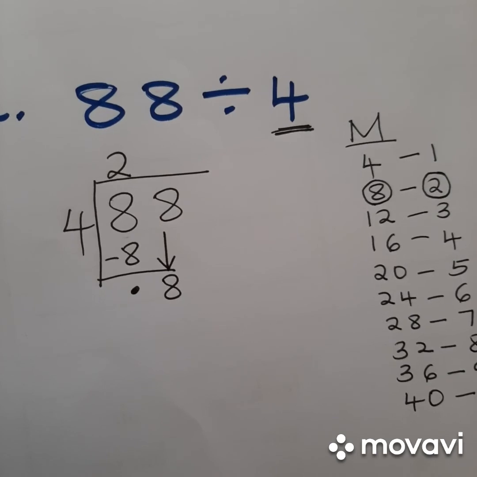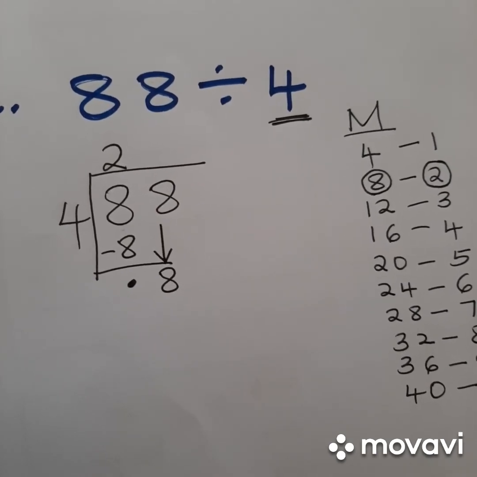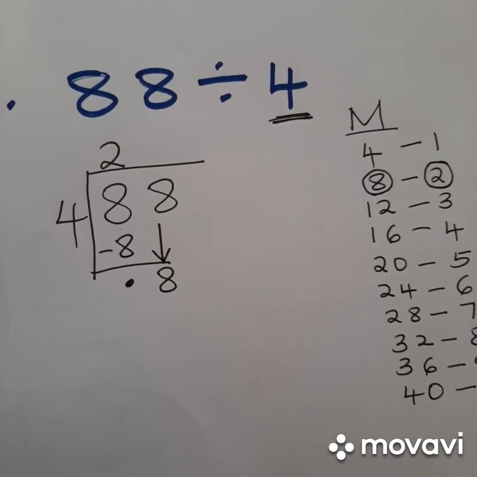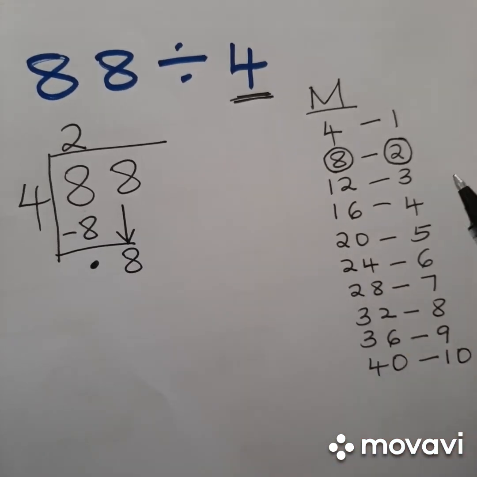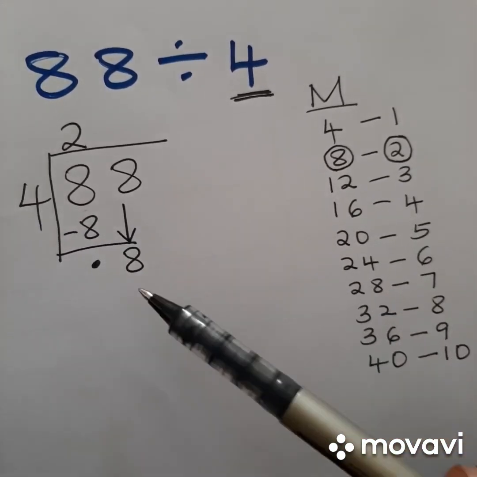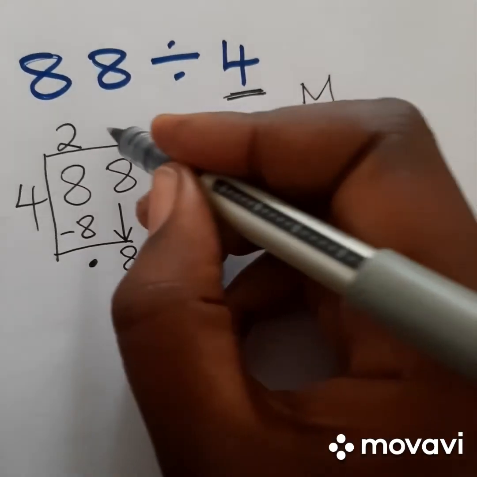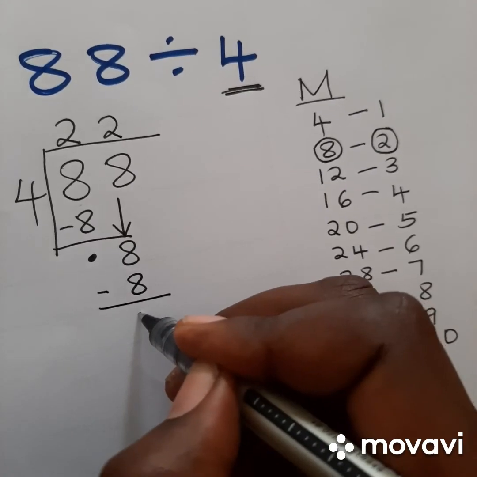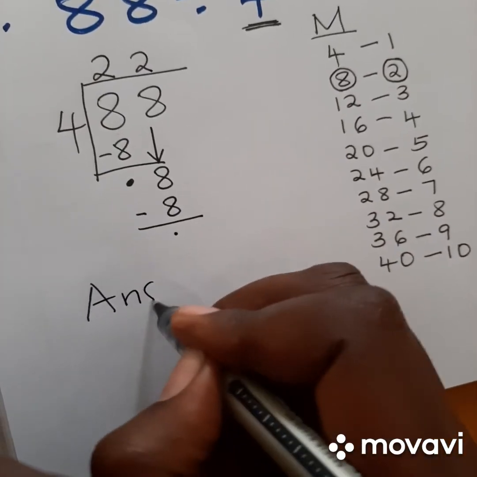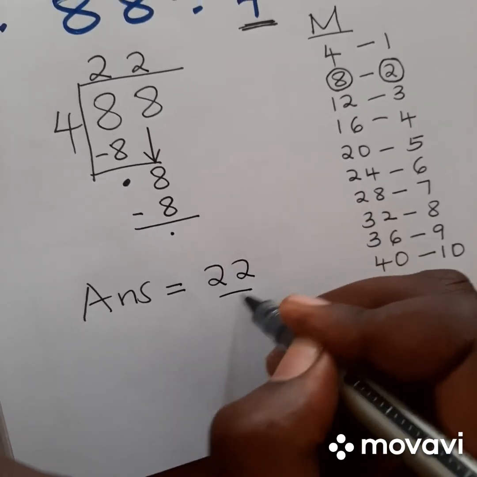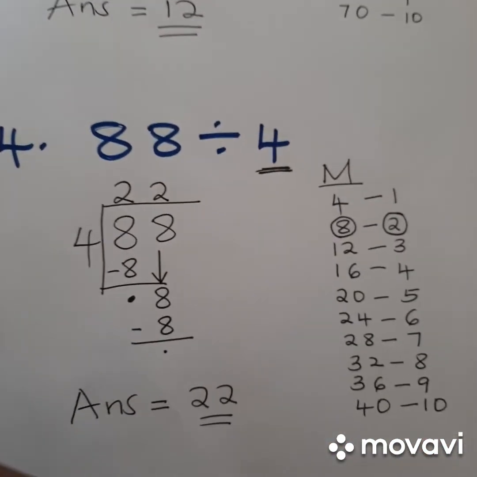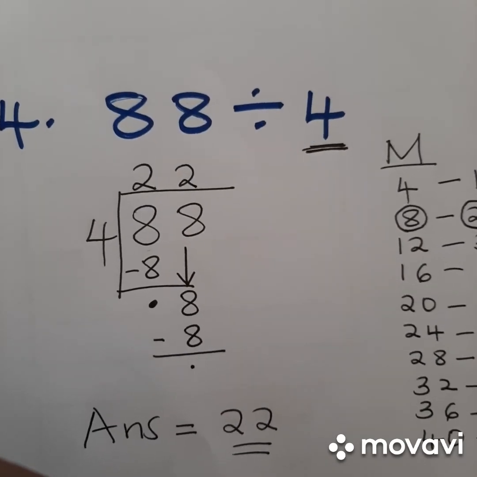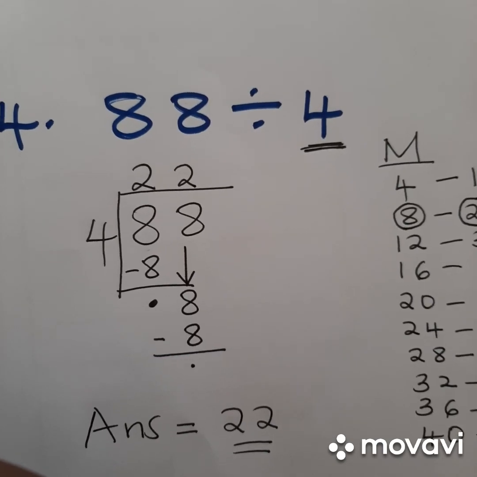So we ask ourselves again, how many times can 4 be in 8? From our previous digit, we saw that 4 can be in 8 2 times. So we still write 2 here, and 4 times 2 is 8. We subtract 0. So that makes our answer 22. So that means that 88 divided by 4 is 22, or 4 can be in 88 22 times.